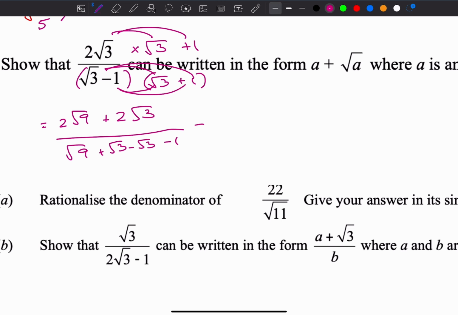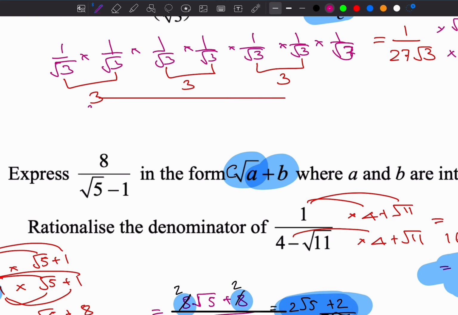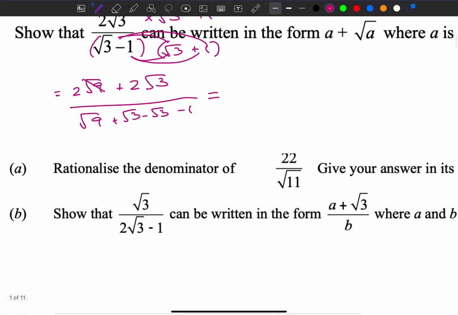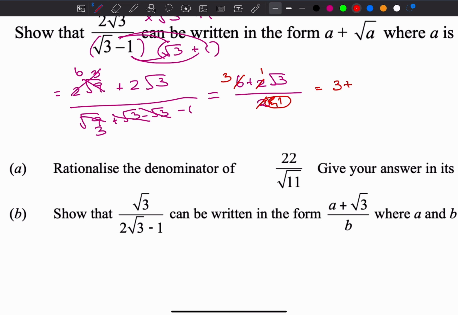There you go. That will give you root 9 is 3. 2 times 3 is 6. Root 9 is 3. That and that cancel, remember. So it's 6 plus 2 root 3 over 3 minus 1, which makes it 2. And these numbers can be divided by 2. That makes it 3, 1, 1. Over 1, you don't need to put it anyways. It's fine. 3 plus 1 root 3. No one writes 1 root 3. We just write root 3. There you go. It looks like that, isn't it? Okay.